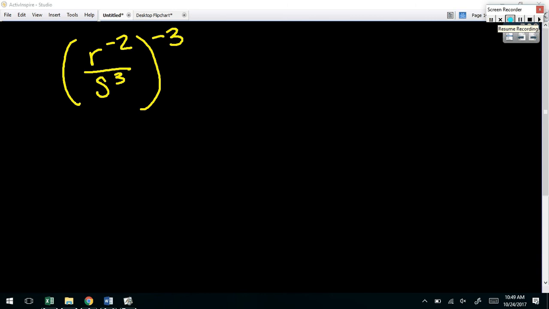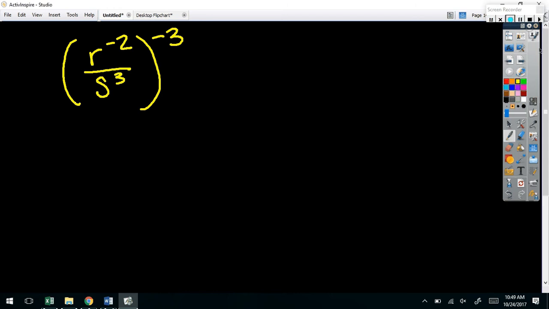What property do you see first here? What property do you see first? And there's no right or wrong as long as it's a valid property. The negative exponent. That would probably be what catches my eye first.